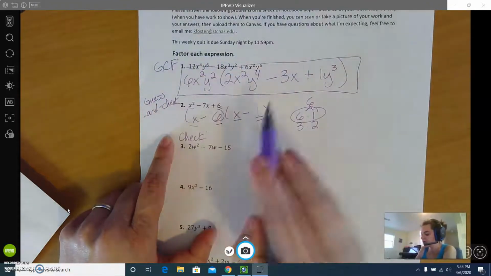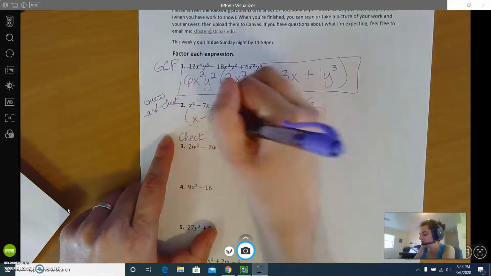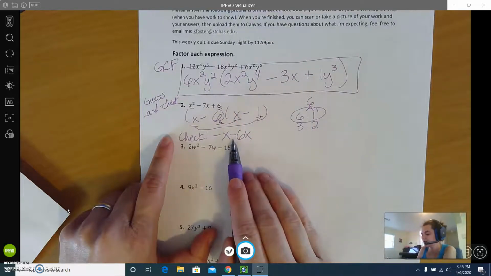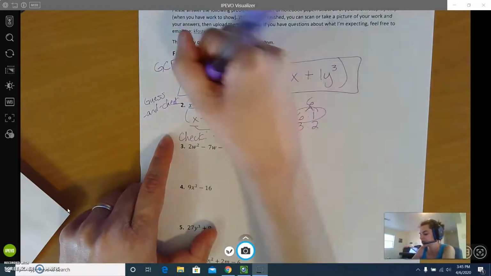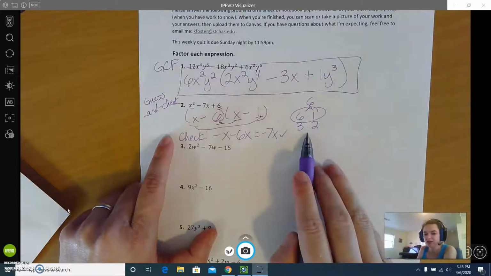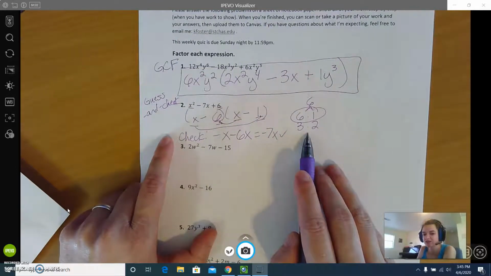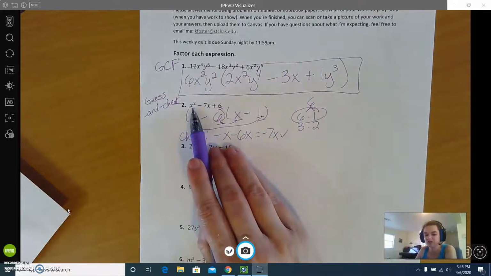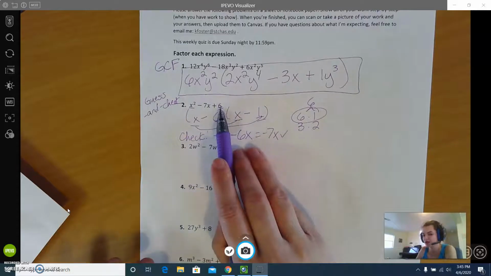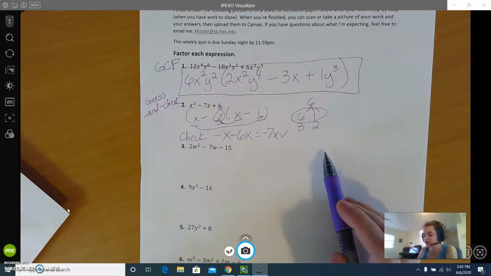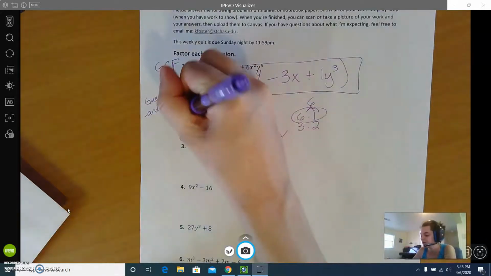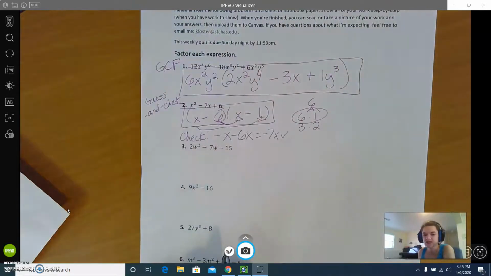So to check that, the outer product would be negative x. The inside product would be minus 6x. And negative x plus negative 6x is negative 7x, which is my middle term. If I chose that 3 and 2, I would get a minus 5x instead, which is not what I'm looking for. So that's why it's called guess and check, because you're guessing based on the first times the first giving you the first term, and the last times the last giving you the last term. But there's more than one option, and you check to see if you have the right option by seeing if it equals the middle term. So this is how it factors: x minus 6 times x minus 1.